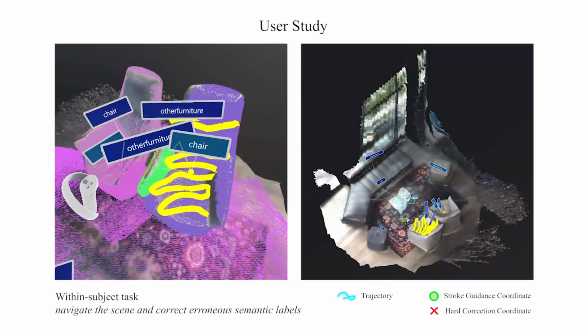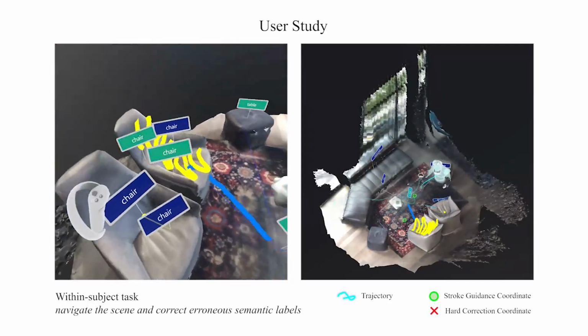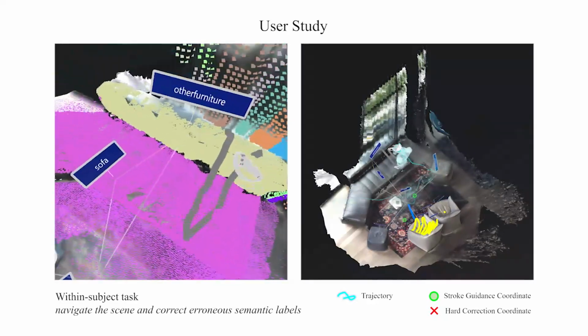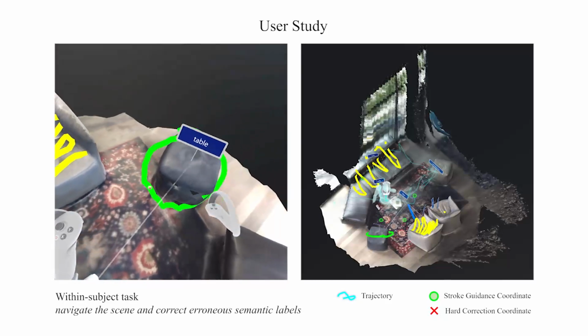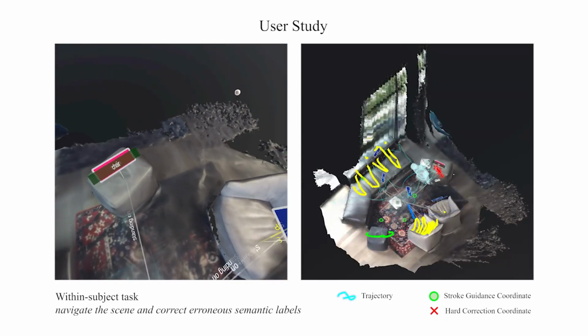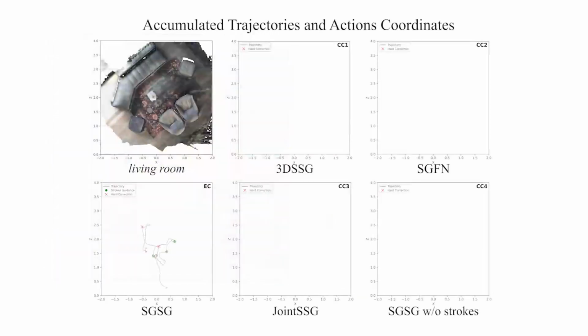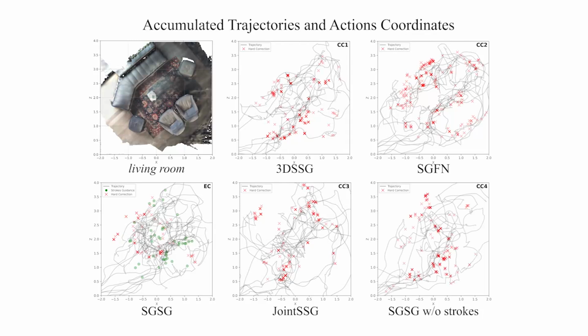We design a user study to evaluate the efficiency, accuracy, and task load of our method. The task involves navigating the scene and correcting erroneous semantic labels. Under different conditions, users may use either stroke guidance or hard correction. Here is the visualization of the accumulated trajectories and action coordinates for all conditions. The number of required actions of our SGSG is significantly reduced, which also brings a significant user interaction time reduction.